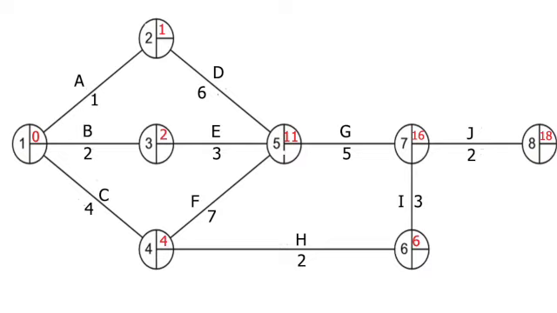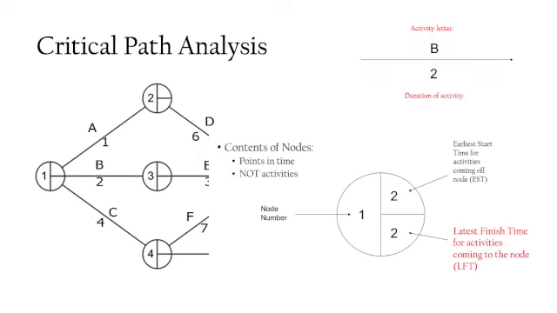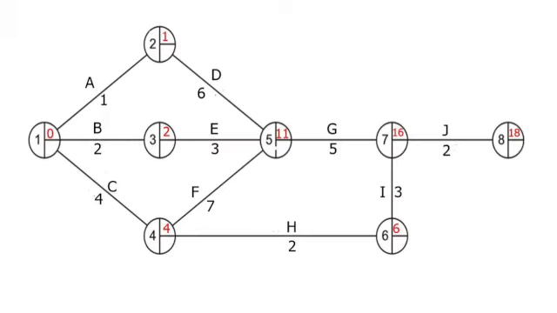Now you'll have noticed that the bottom right hasn't been completed in the node. And what that is, is the LFT. Now the LFT stands for the late finishing time. And in the context of critical path analysis, the LFT is the latest time that an activity can finish without delaying the completion of the entire project. So LFT refers to the latest time at which an activity can finish without delaying the project. So let's have a look at this.